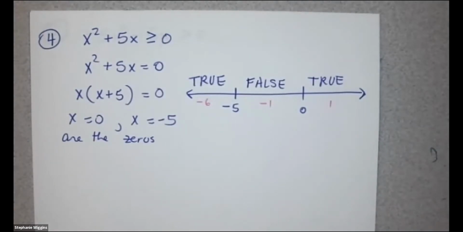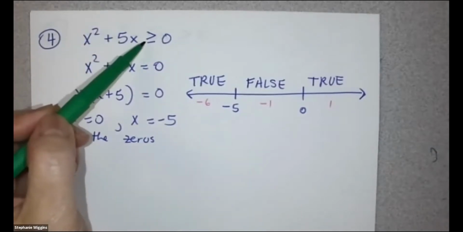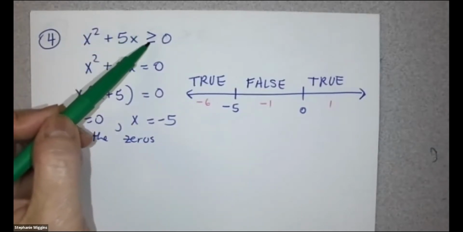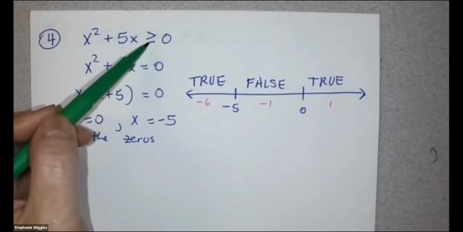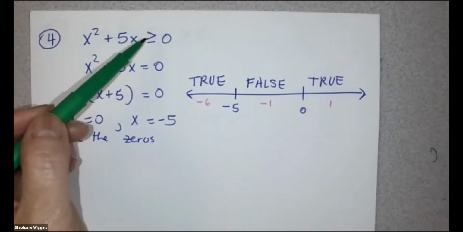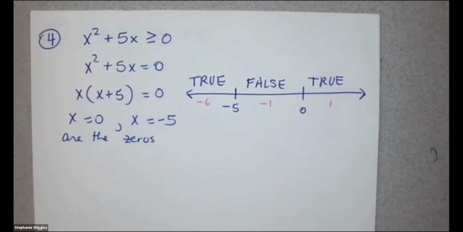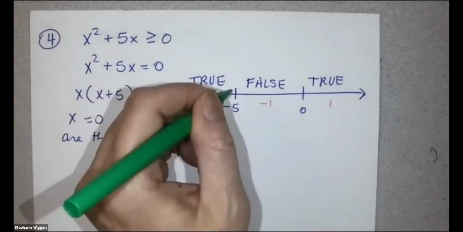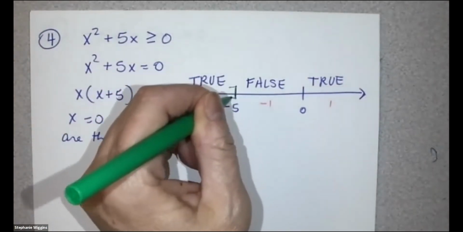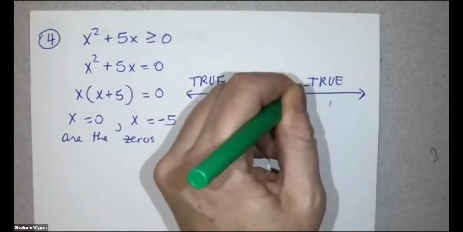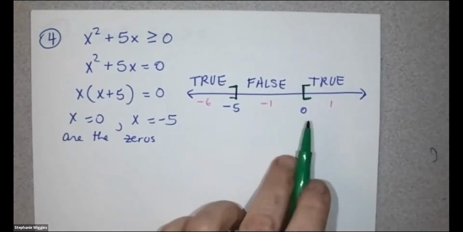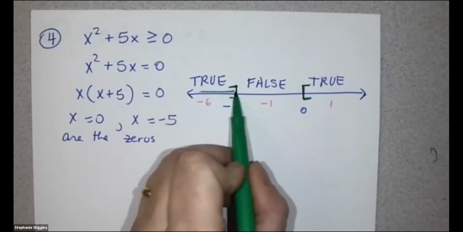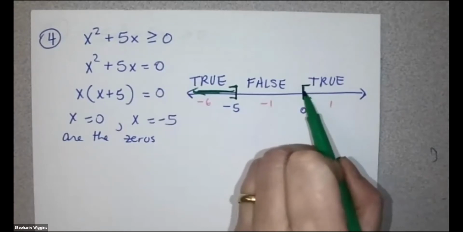And this time we have an inequality where you have the chance of equaling 0. So we want to include the zeros because of this equal sign here. We're asking, when is the function greater than or equal? Well, the function is equal to 0 at the zeros. So we're going to include -5 and we're going to include 0. And that's why I'm using square brackets. When you include those points, you use square brackets and then you shade in the area where it's true.